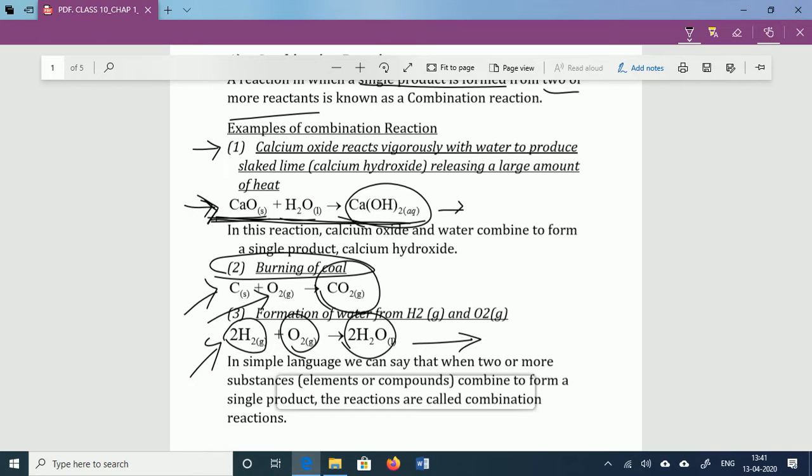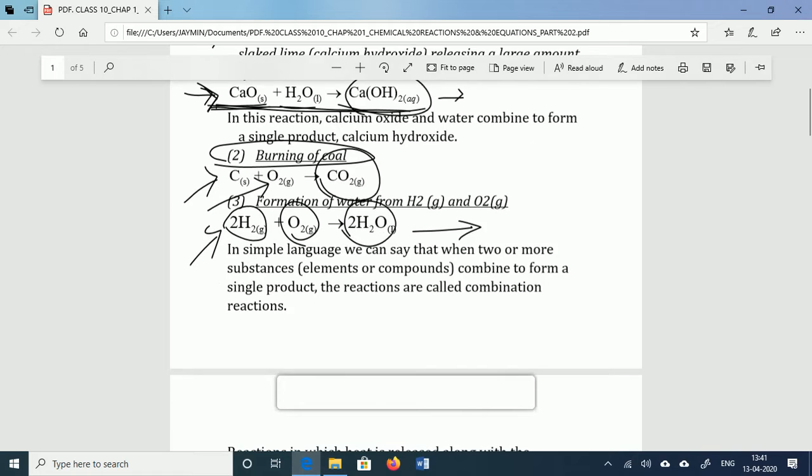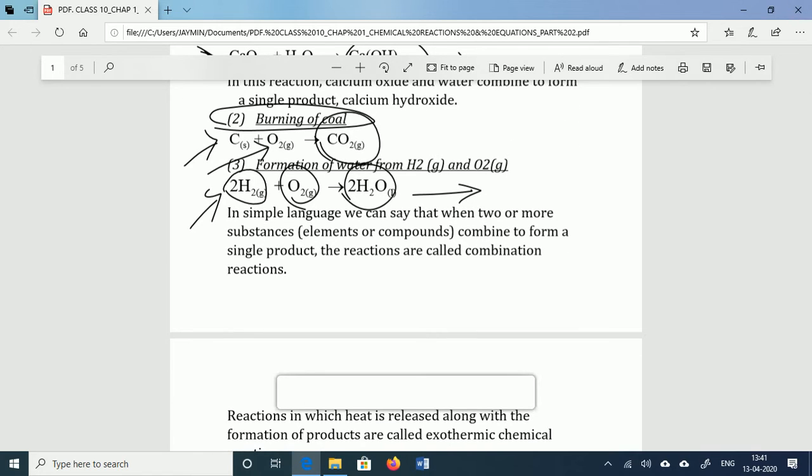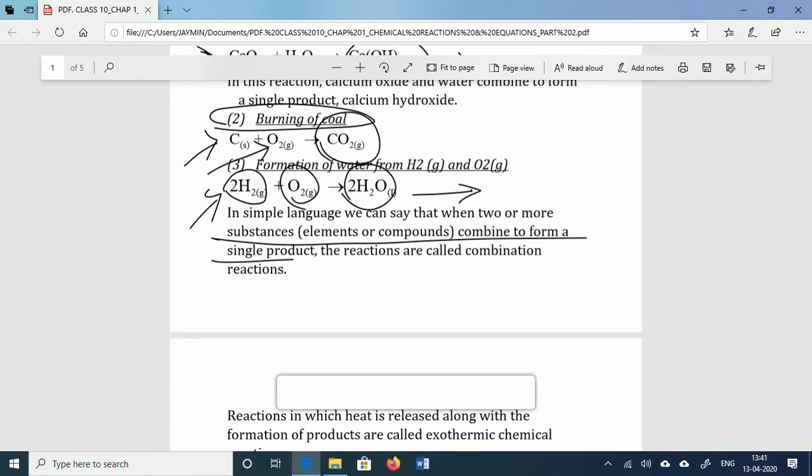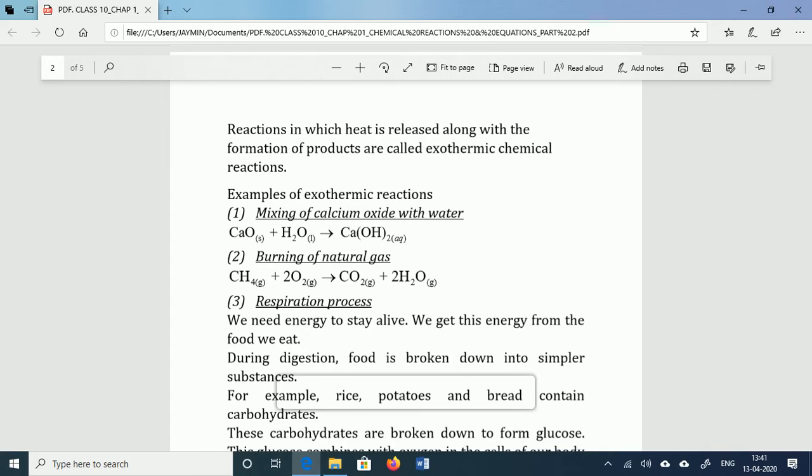combination reactions. So these are the examples of combination reactions, in which, in simple sense, we can say that two or more substances combine to form a single product. Now we already discussed that many of the combination reactions are exothermic in nature.